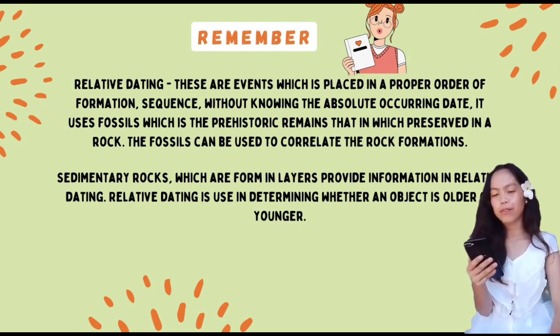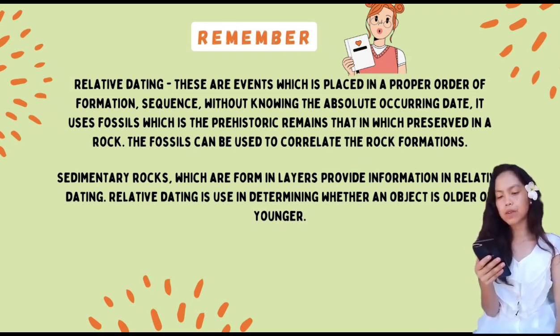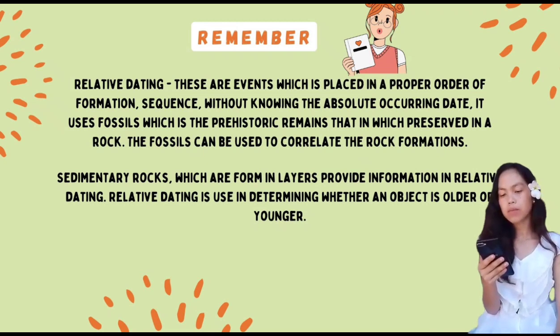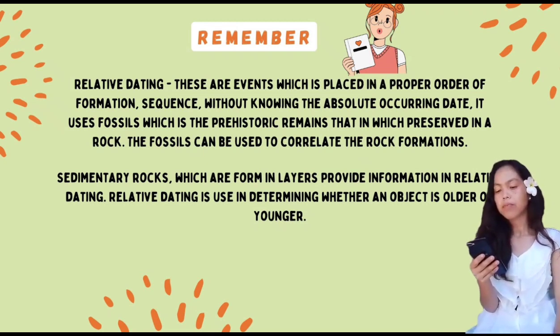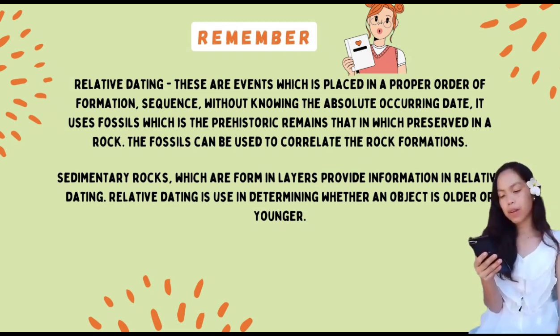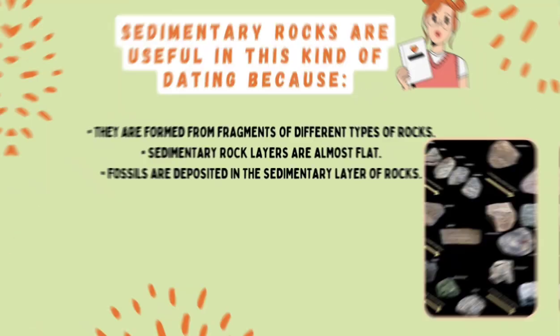Relative dating places events in a proper order of formation sequence without knowing the absolute age. Fossils are prehistoric remains that are preserved in rock. The fossils can be used to correlate rock layers. Sedimentary rocks are formed in layers by deposition. Relative dating is used in determining whether an event occurred earlier or later.